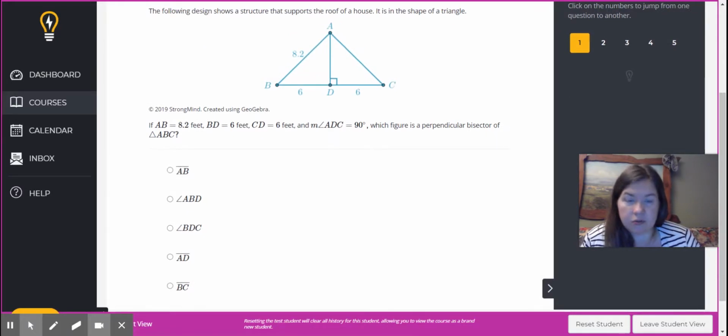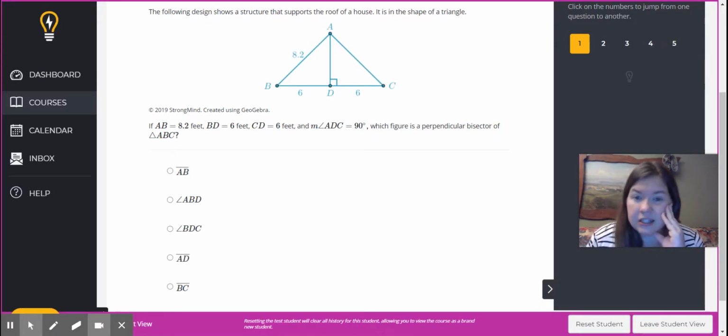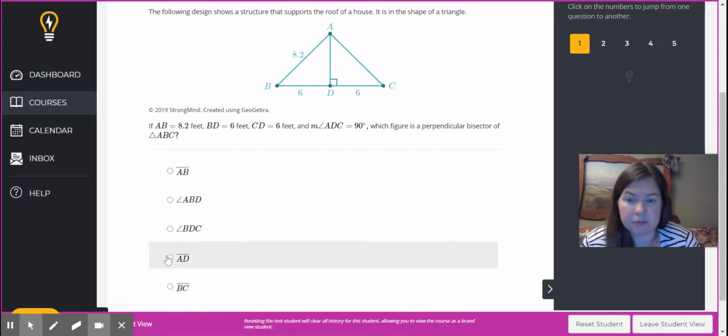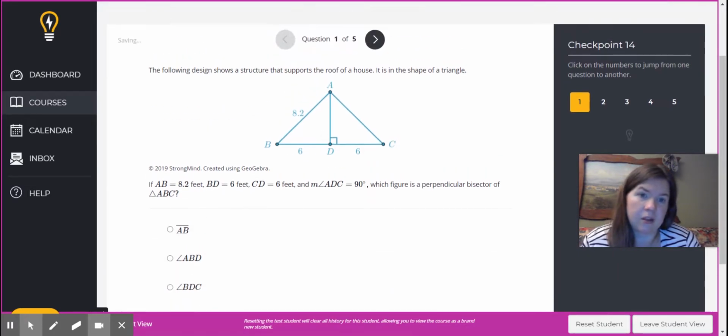Okay, so the following design shows a structure that supports the roof of a house. It is in the shape of a triangle. So AB is 8.2, BD is 6, CD is 6. The measure of ADC is 90. So therefore, I know it's a perpendicular bisector. So which figure is a perpendicular bisector of ABC? And so it would have to be AD is the perpendicular bisector. Okay.